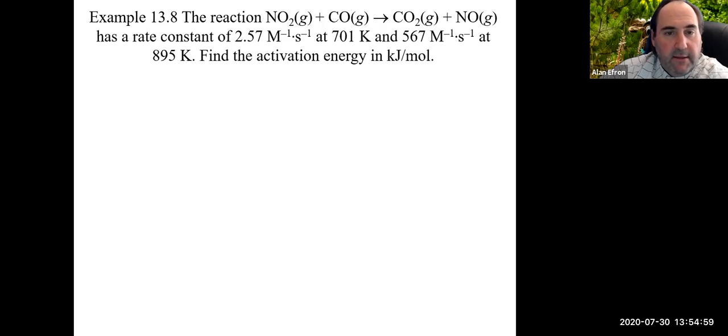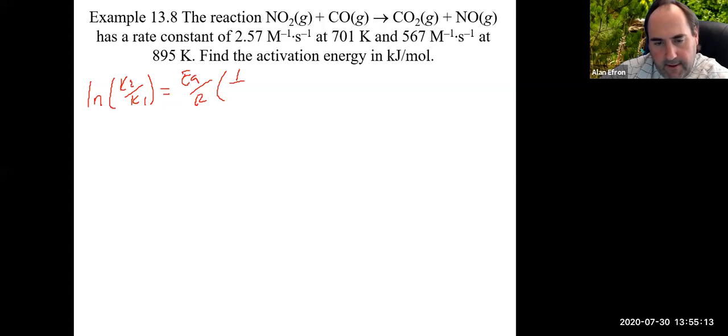Okay, so let's take a look here. Again, we're going to use our mathematical approach here. That's going to give us the natural log of K2 over K1 equals E of A over R, times 1 over T1 minus 1 over T2. Now, in reality, it doesn't really matter which ones you call twos and ones, as long as you keep that information together.